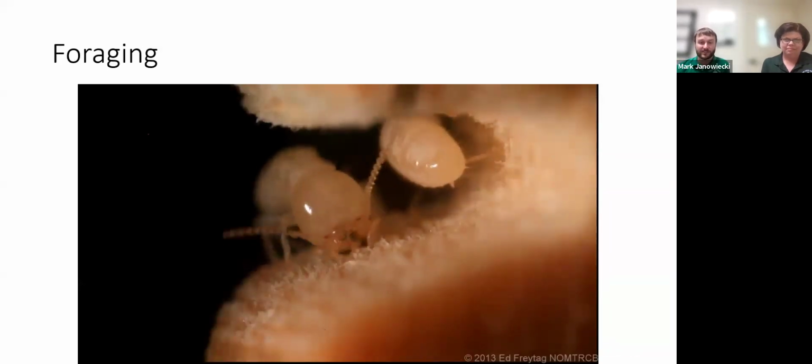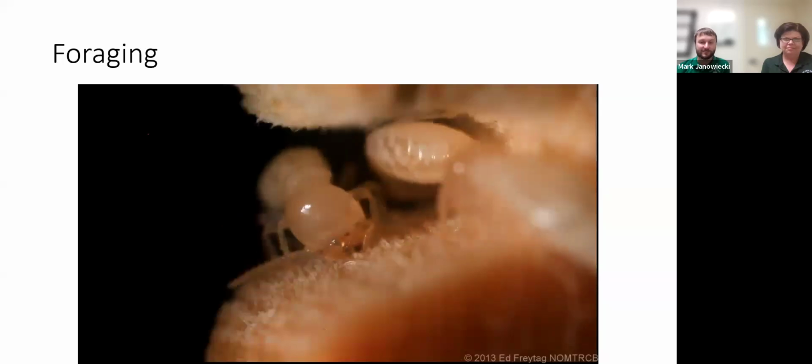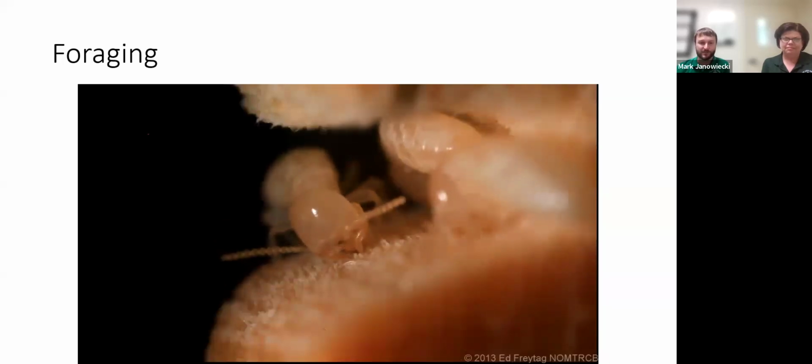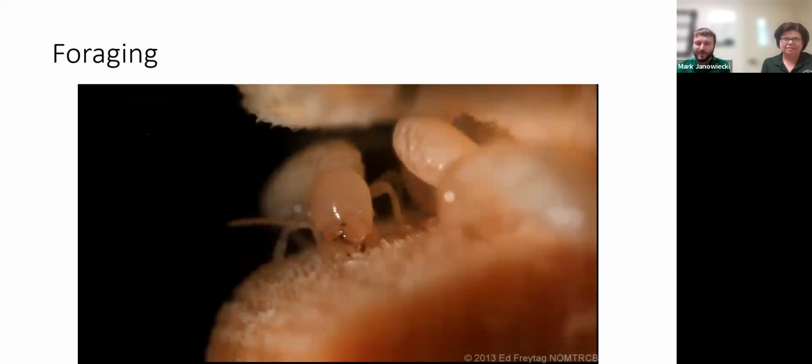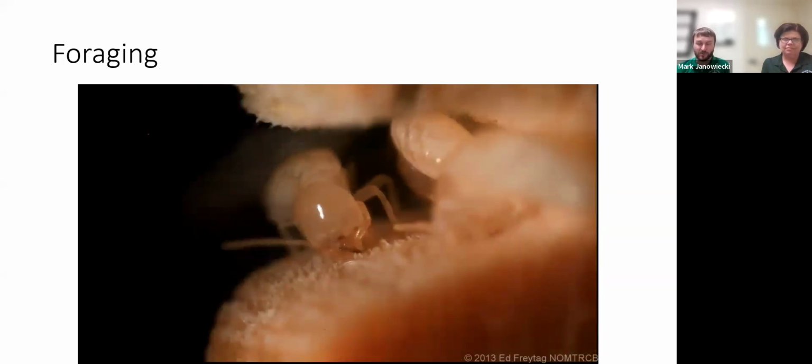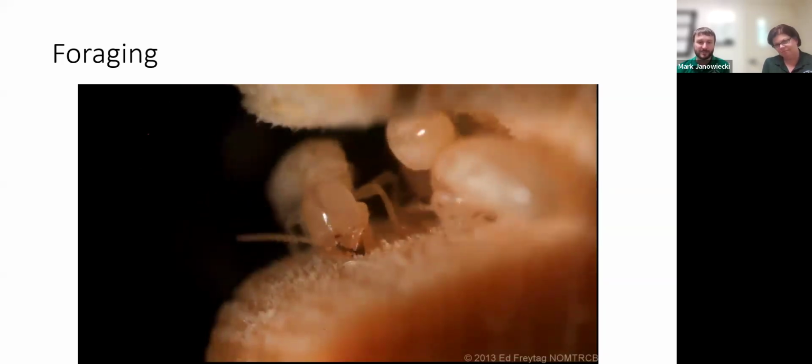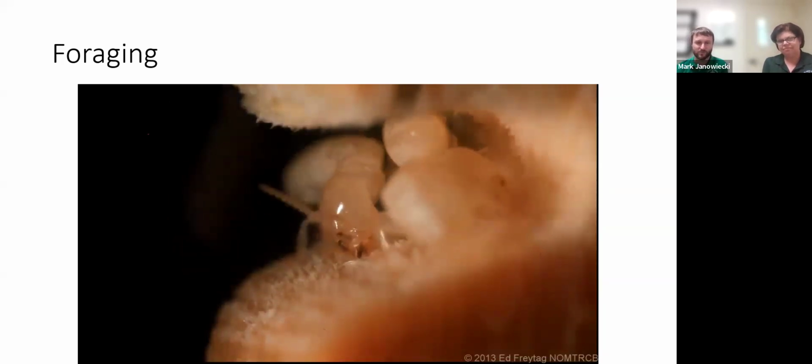Termites also engage in foraging. This is a very close-up video by Ed Freitag, a member of our group here who's retired, but we're lucky to still have around part-time. What you can see here is these termites are not very good at consuming the wood on their own. An individual termite has to rip it apart fiber by fiber to get this wood apart.